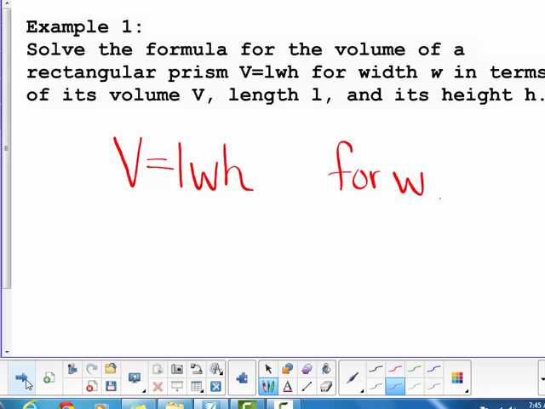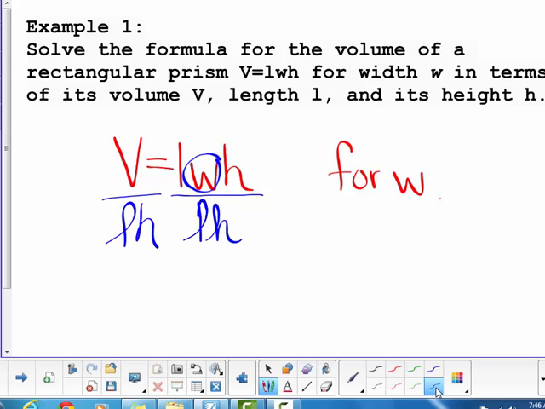So the first thing I need to do is get W all by itself. I'm trying to isolate this variable. The first thing that I see is I have L and H multiplied by W. The undo of multiplication is division. So I have to divide both sides by L times H. When I do that, the L's and the H's cancel out over here. So I have V divided by L times H equals W.